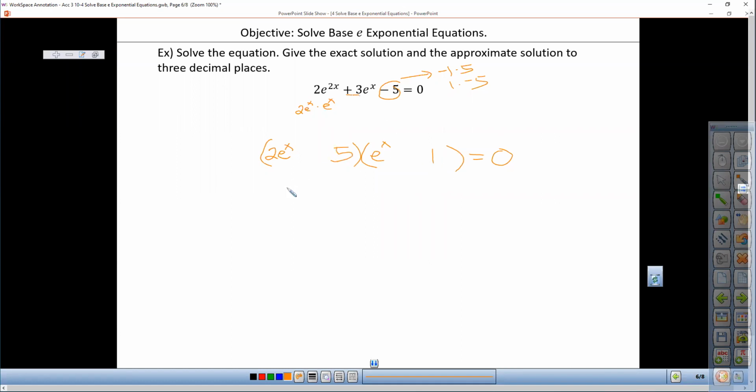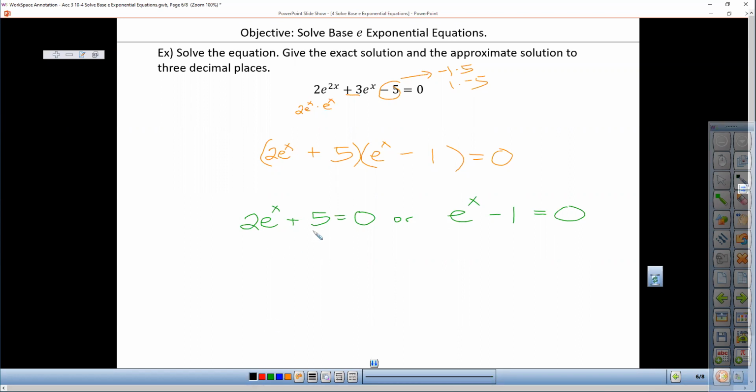I want a +3 in the middle, so I think plus and minus. That'll give me a +5 e to the x minus 2 e to the x, which is +3 e to the x. And 5 times -1 is my -5. So that looks good. I can use my zero product property now. So I have 2 e to the x plus 5 equals 0. Or my e to the x minus 1 equals 0.